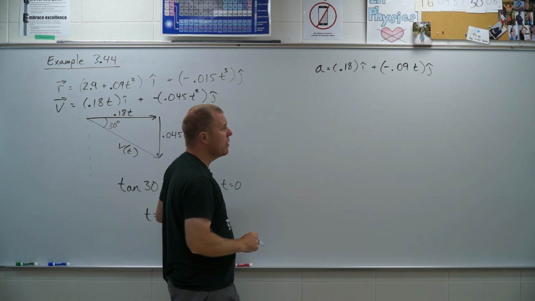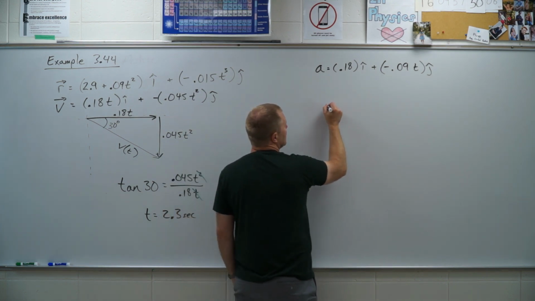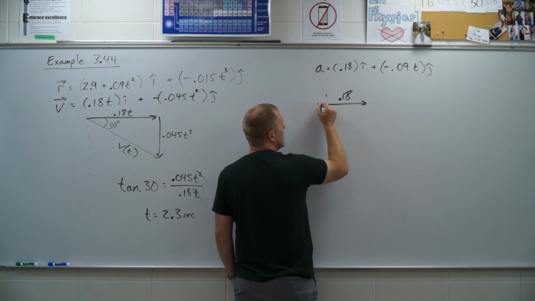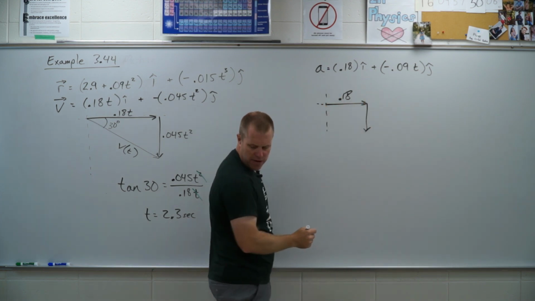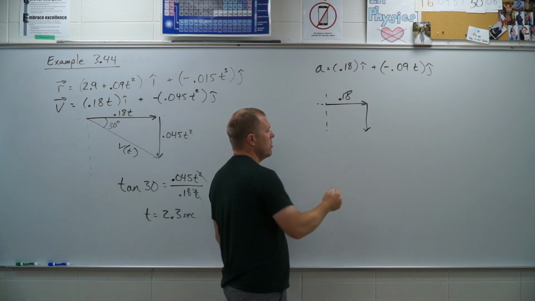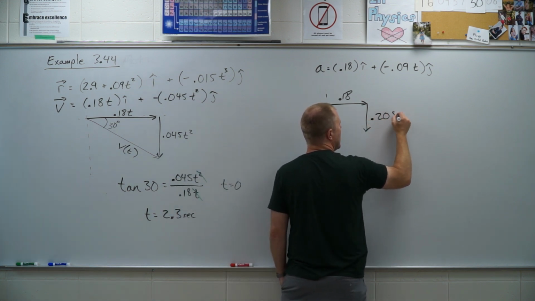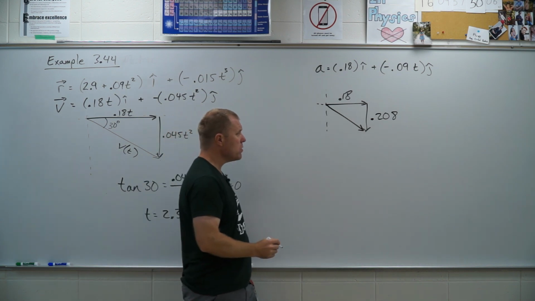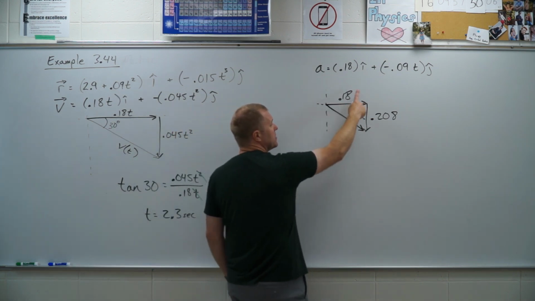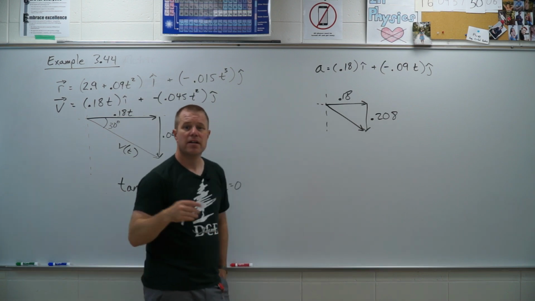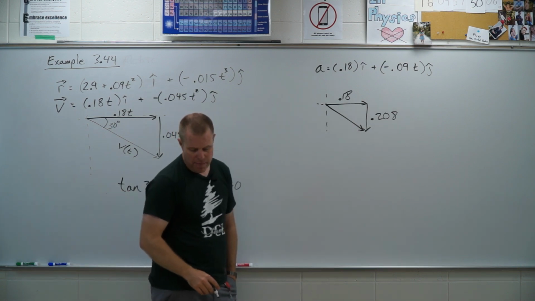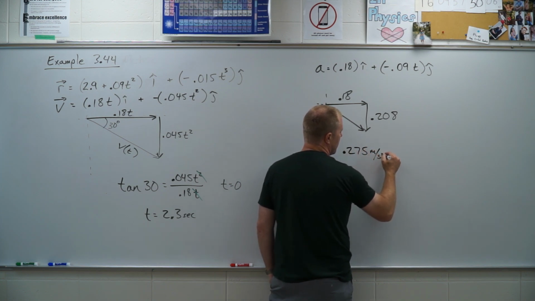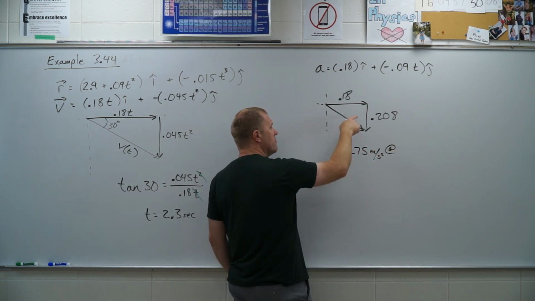I can plug in my 2.3 seconds here, and so I see that it's going to be 0.18 meters per second squared in that direction. And when I plug in the 2.3 there, I end up with a negative 0.208, so 0.208 meters per second squared. So now I just need to find my magnitude and direction. We'll do a little Pythagorean theorem, 0.18 squared plus 0.208 squared. Take the square root of that, and we end up with a magnitude of 0.275 meters per second squared.